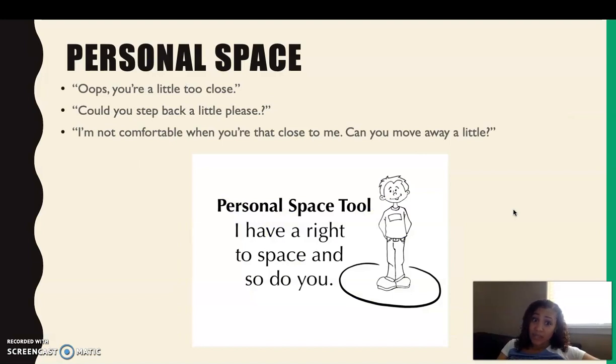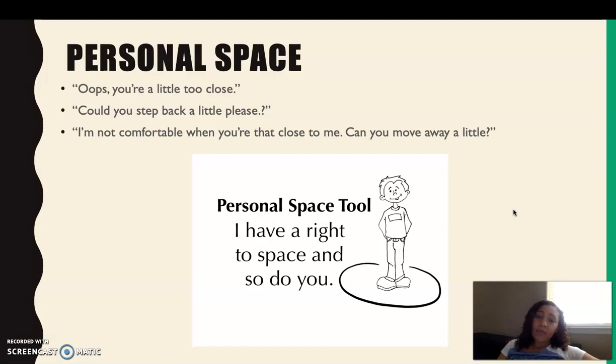So here's some things that you can say if someone is in your personal space. You can say, oops, you're just a little too close. You can say, could you step back a little, please? Or you can say, I'm not comfortable when you're that close to me. Can you move away a little bit?